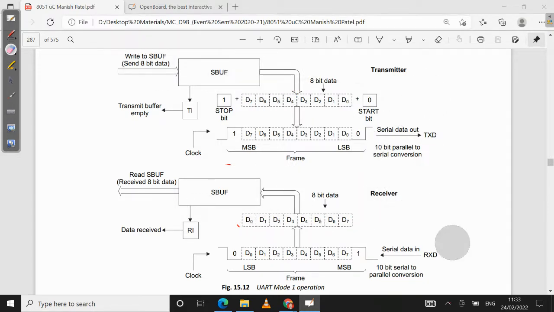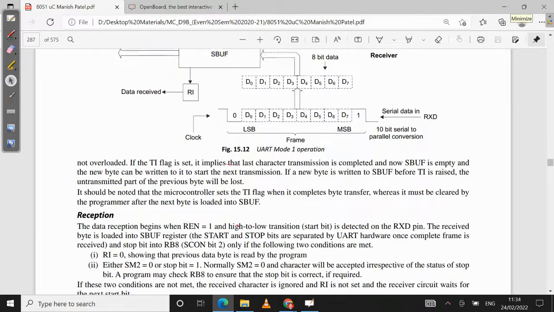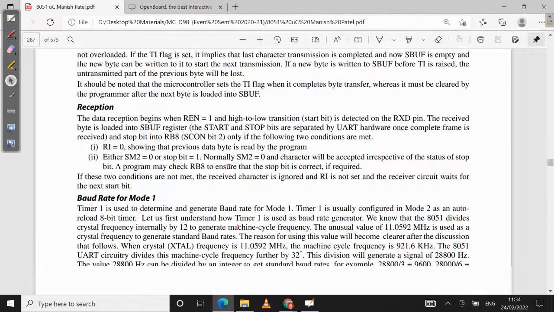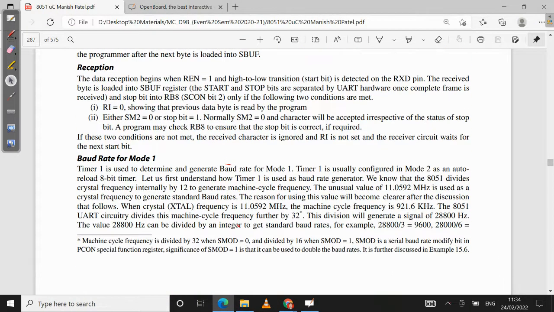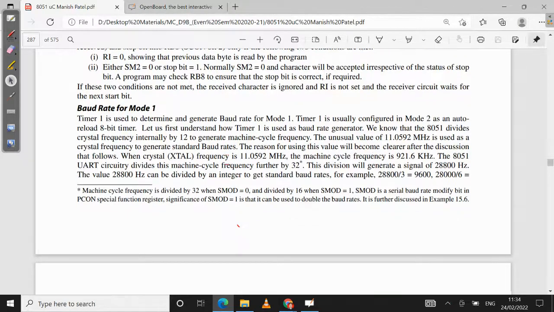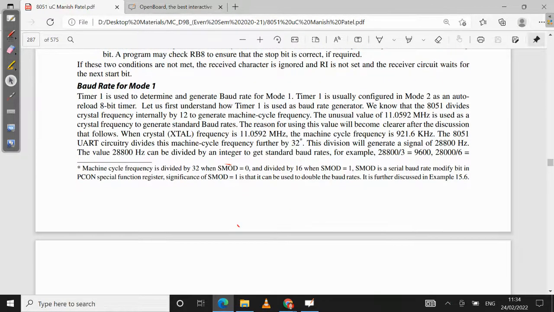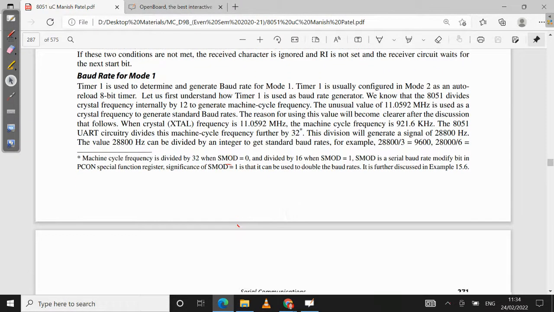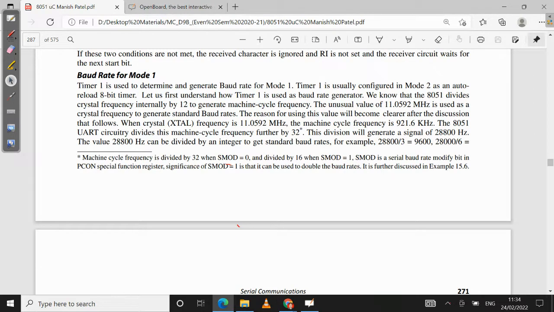See here. Please read this. Whatever I have explained to you, everything is available here. Baud rate for mod 1, I have told you it depends upon timer 1. So the timer I have not taken up till now, so this thing I will explain to you afterwards. Okay, so baud rate for mod 1 I will explain afterwards.